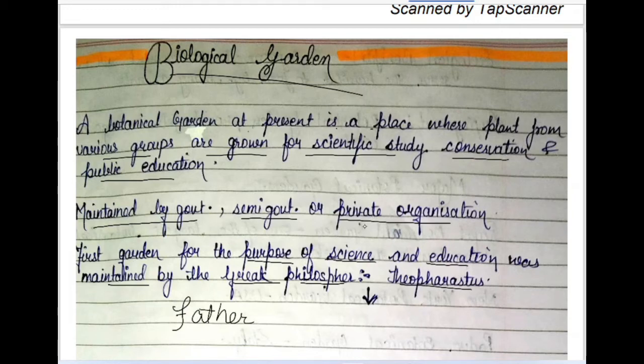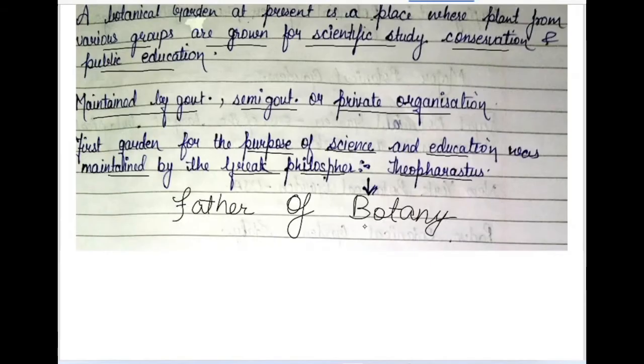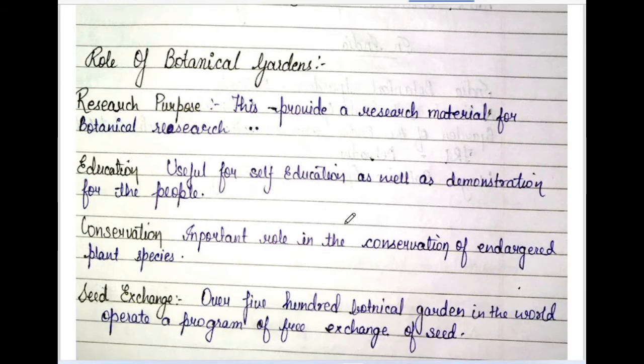father of botany. Then roles of botanical garden. First role is research purpose. This provides research material for the botanical research. They provide all the research material for botanical research.